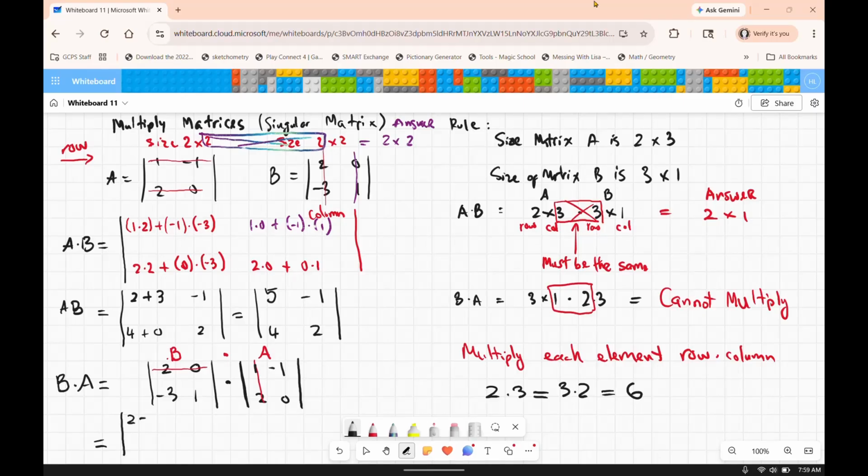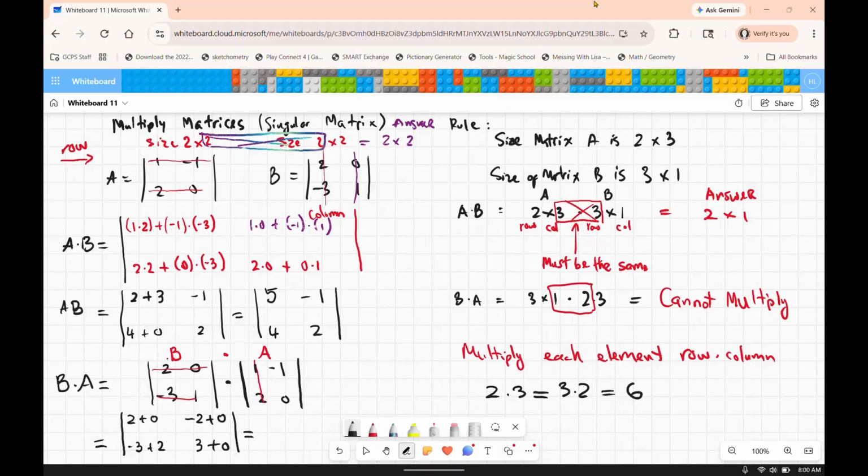So 2 plus 0, because 0 times 2. Move on to the next one. So -2 plus 0. The bottom one is -3, the bottom one being you take this one and you multiply with that. So -3 plus 2. The next one is negative 3 times negative 1 is positive 3 plus 0.